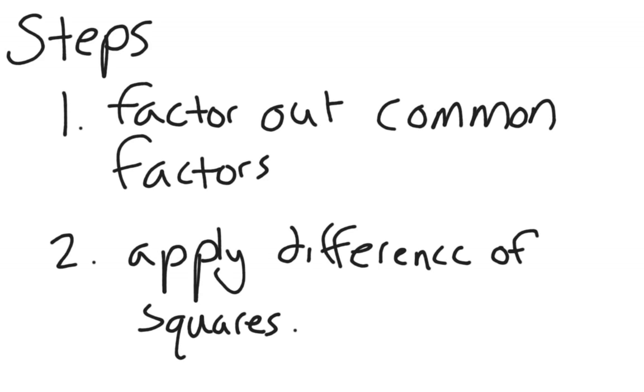So here are some steps. The first thing you need to do is factor out common factors. Some difference of squares problems might be disguised as not difference of squares until you get rid of the common factors. The second step is to apply the formula that we just saw for the difference of squares.